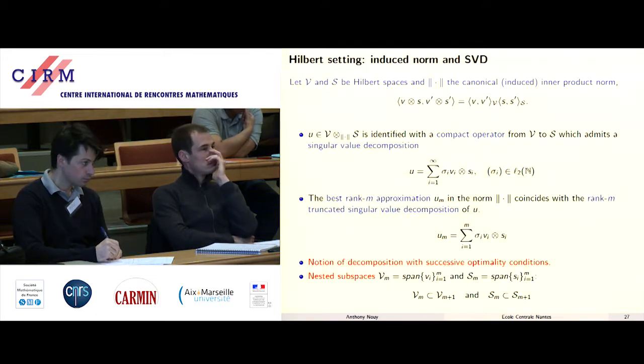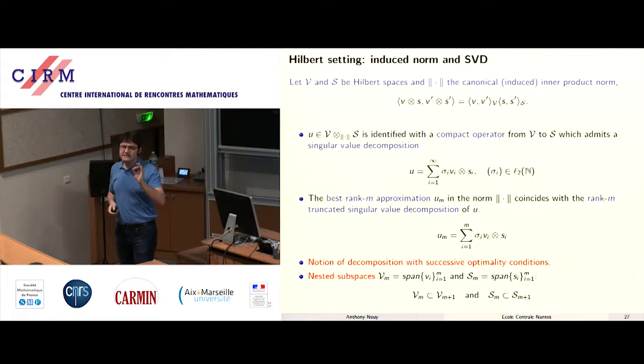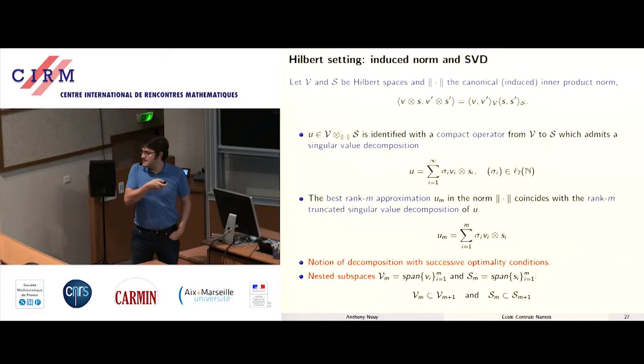Okay? And you know that with this particular norm, the best rank M approximation is nothing but the truncation of this series after M terms. So it's a very particular situation where the best M term approximation can be obtained by truncating a series. And so you have a notion of decomposition here, really. The optimal M plus 1 term approximation is just obtained by adding the following terms in the series.